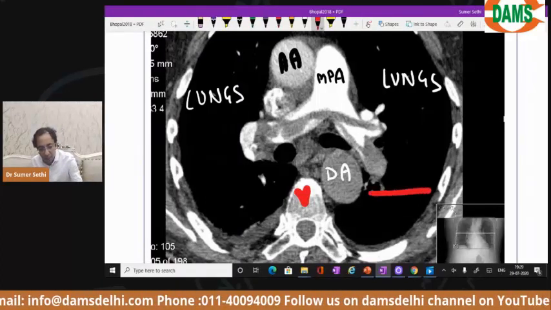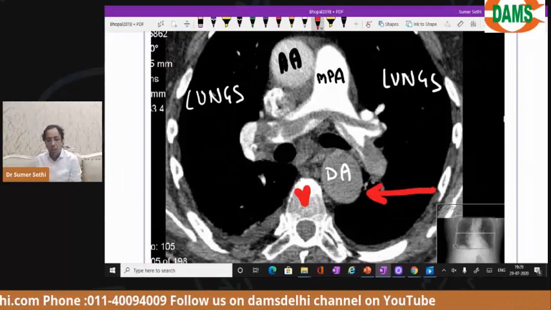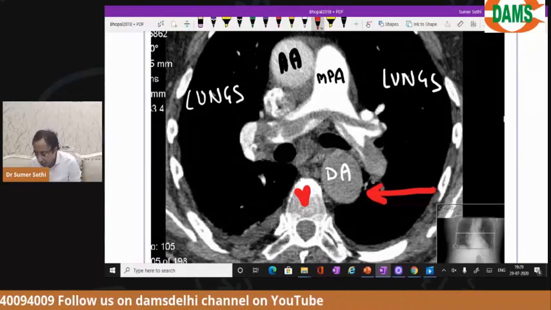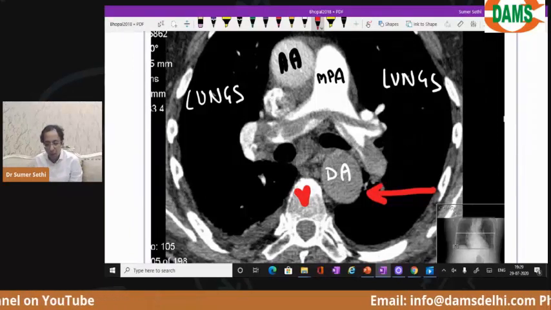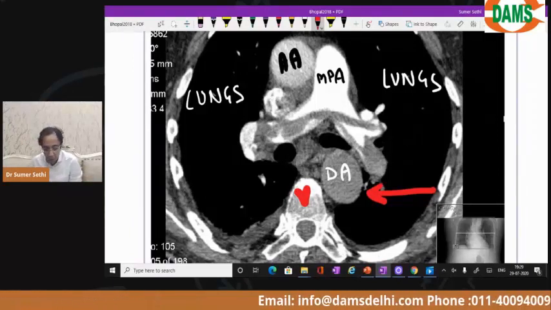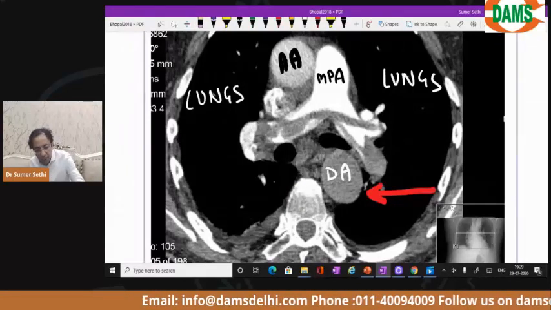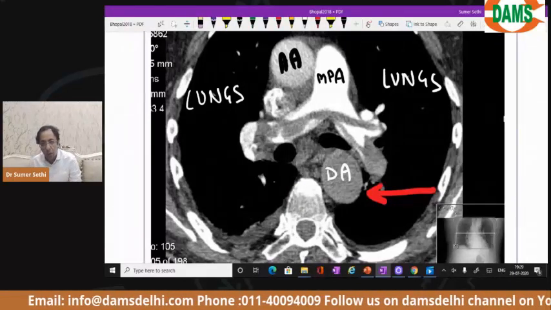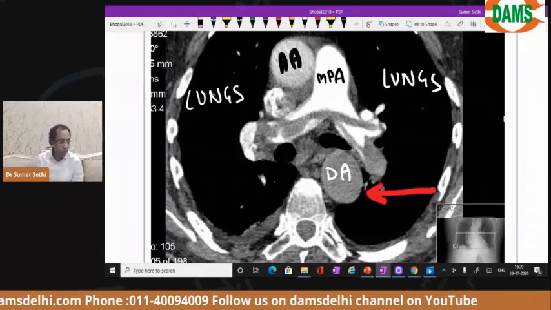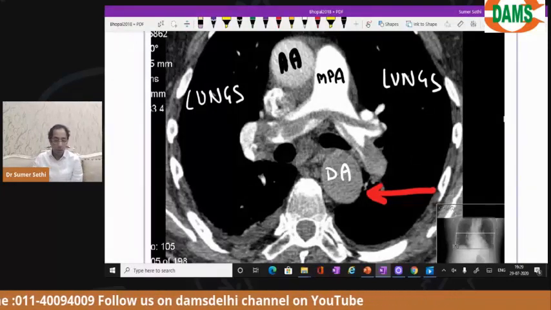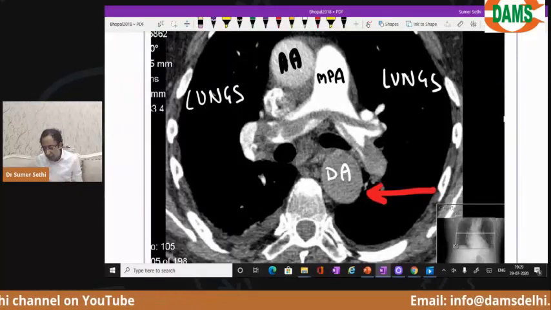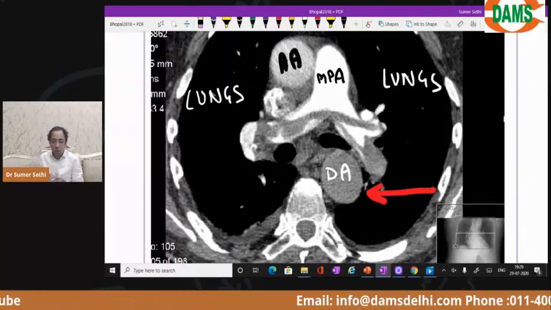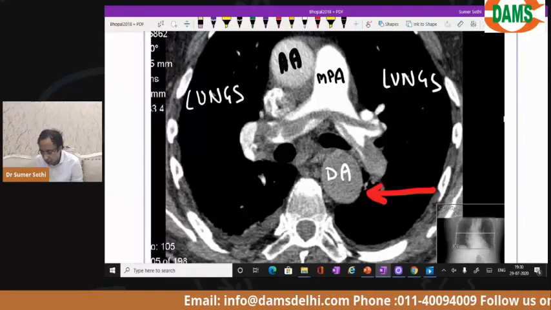Now, is the descending aorta having any disease, or we cannot say? Tell me, do you have any disease in the descending aorta, or we cannot say? We cannot say, because the dye has not yet reached the descending aorta. After the IV injection, the dye reaches the aorta, pulmonary artery first, then it reaches the aorta. So this dye has not reached the descending aorta.